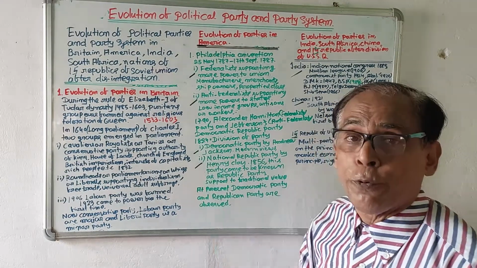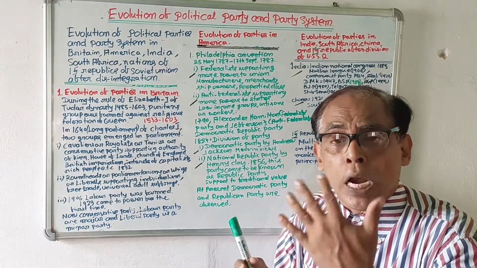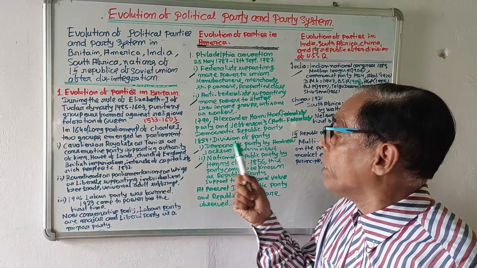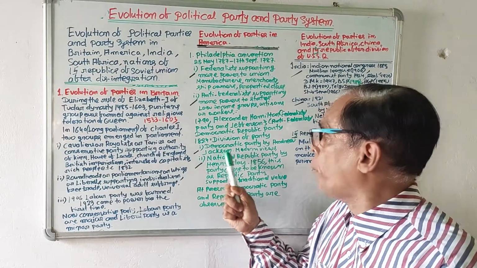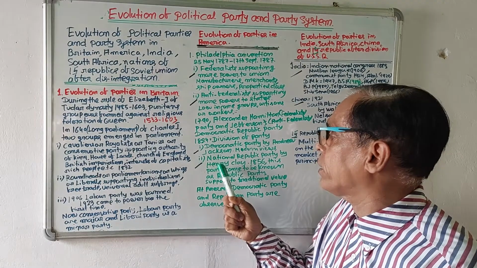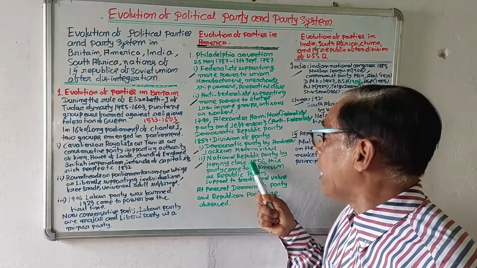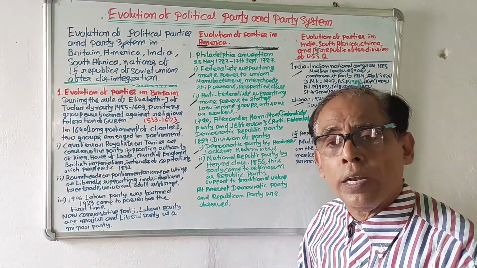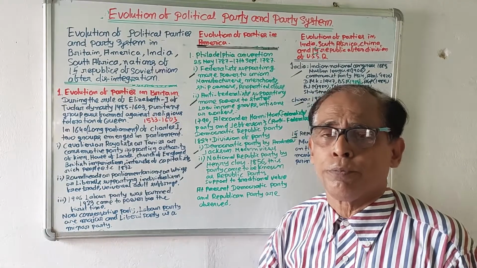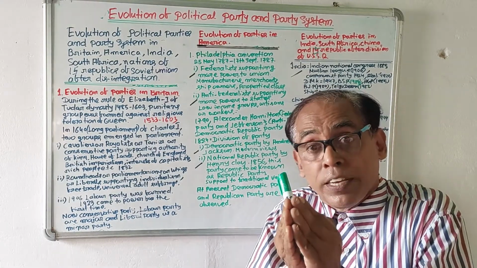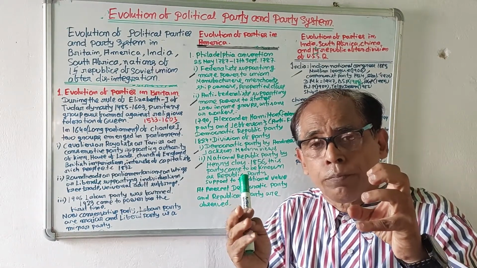In 1824, there was a division in Jefferson's Democratic Republic Party. One part was known as the Democratic Party, headed by Andrew Jackson, supporting the modern view. Another party was known as the National Republic Party, headed by Henry Clay. In 1856, this party came to be known as the Republican Party, and it was supporting the traditional view. So at present in America there are two parties, the Democratic Party and the Republican Party.